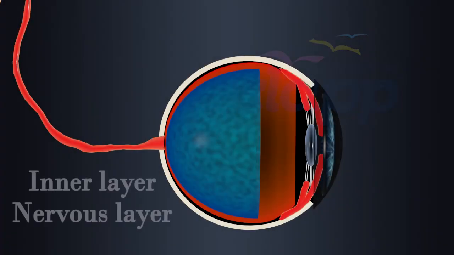Inner layer or nervous layer. The retina constitutes the innermost layer and is made up of nervous tissues.